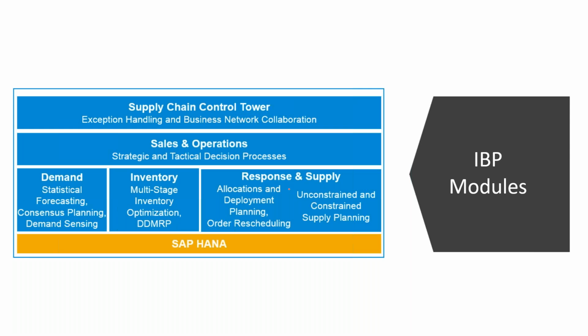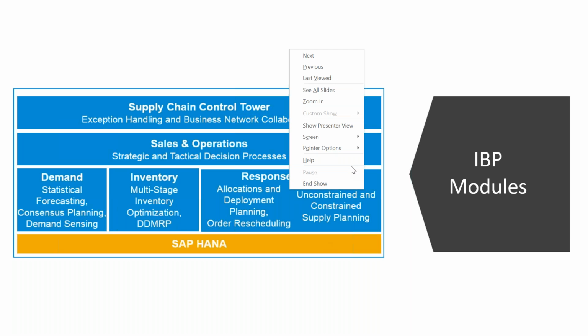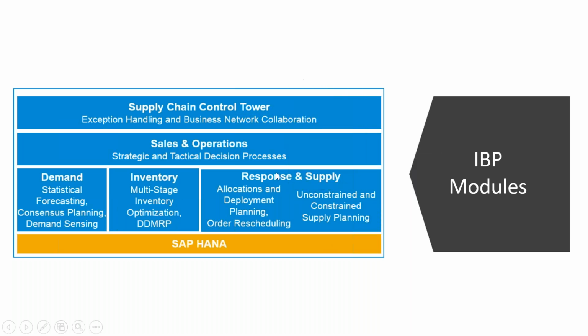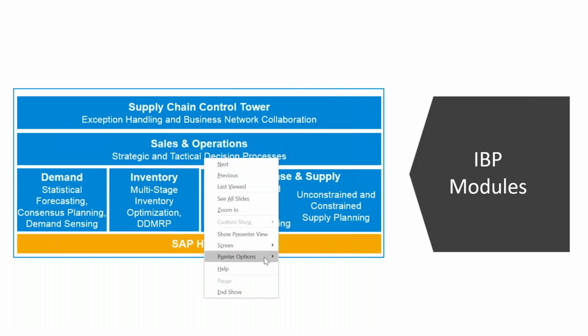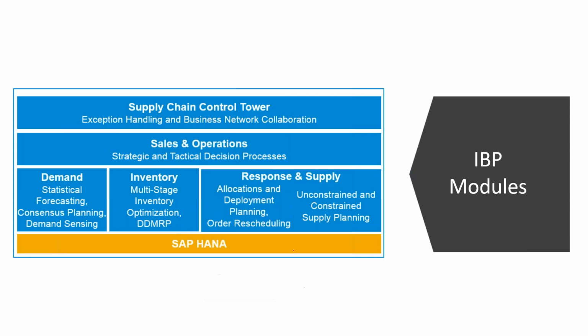So the other things that we can see in IBP: there is an inventory piece here, which is inventory optimization. We have DDMRP and stuff. This will help you come up with the right safety stocks across your supply chain network. This is one algorithm which SAP has acquired from Simple Apps.